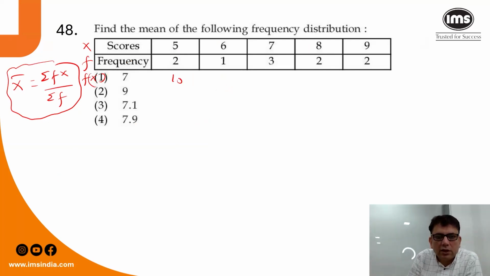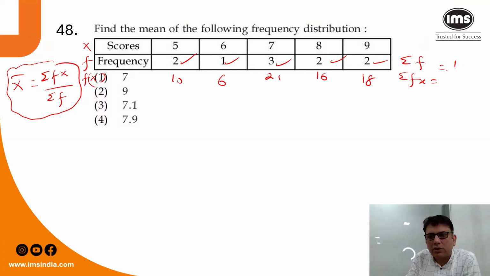5 2s are 10, 6 1s are 6, 7 3s are 21, 8 2s are 16, then 9 2s are 18. समेशन f यहां लिखते हैं, समेशन fx यहां लिखते हैं. So 2 plus 1 is 3, 3 plus 3 is 6, 6 plus 2 is 8, 8 plus 2 is 10, 10 plus 6 is 16, 16 plus 16 is 32, 32 plus 18 is 50, 50 plus 21 is 71. So my answer is 71/10, which is 7.1.